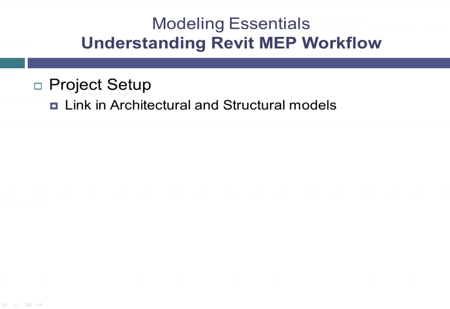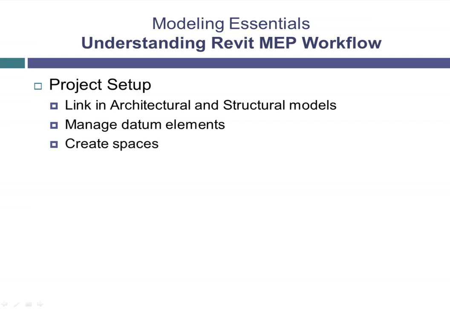Once the architectural model is linked in, you need to manage the datum elements. These include the levels that are associated with the floor plans, and the levels in the MEP model or models should match the architectural model. After that, you should create spaces to match the architectural rooms. Spaces are essentially containers for MEP information, such as area, volume, airflow, power loads, lighting, and so on. Once these steps have been completed, the design team can jump in and begin designing.